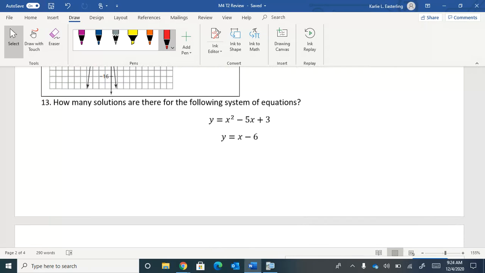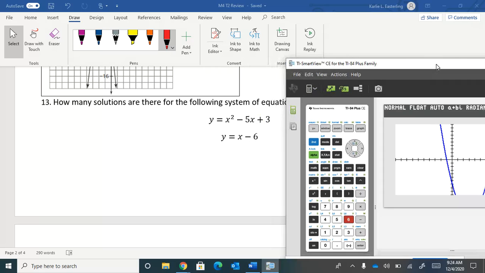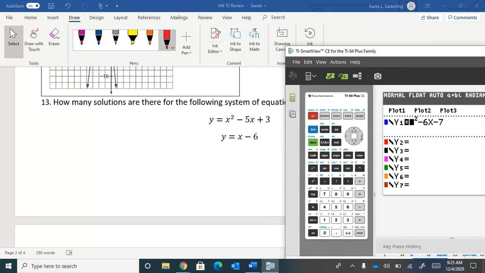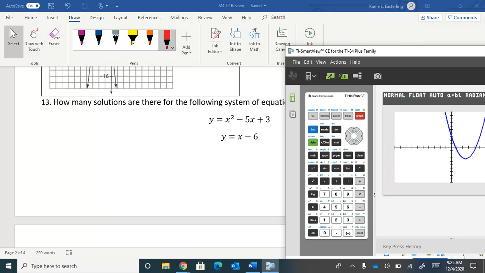All right, so number 13, it just says how many solutions are there for the following system of equations. If I was you, what I would do is I would go to my calculator. I would go to my y equals. I would type in x squared minus 5x plus 3. And then I would type in x minus 6. I would graph that, and you can see right there that there is one solution.